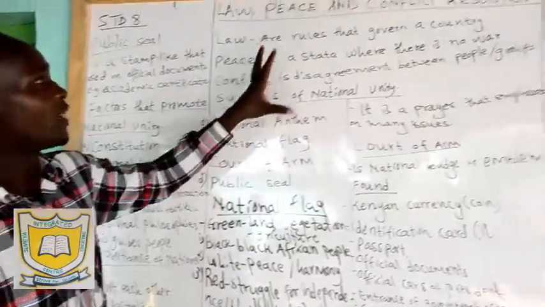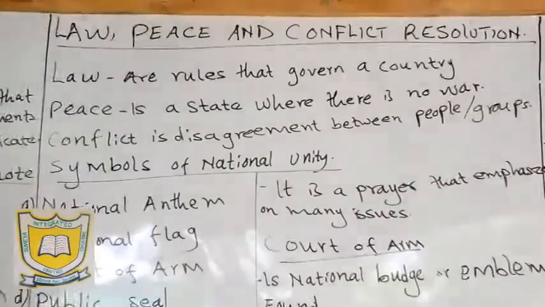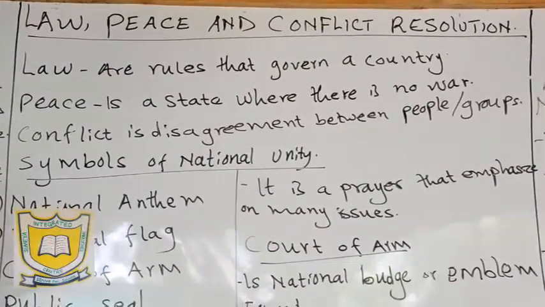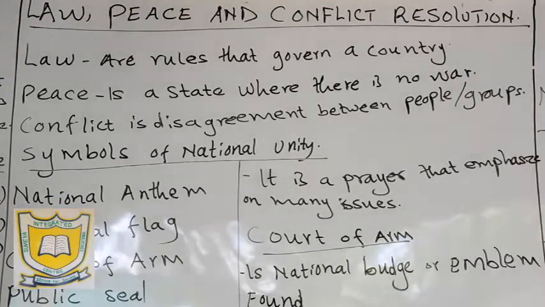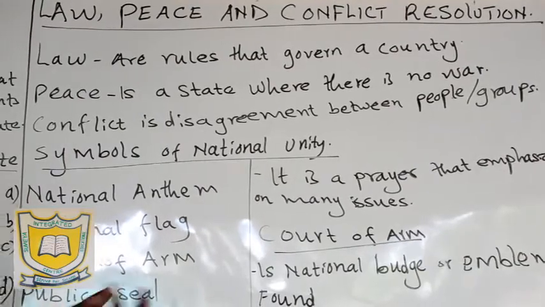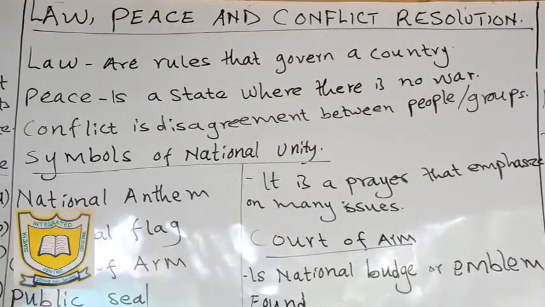So I've defined these terms here. Law are rules that govern a country. Like if you look at Kenya, we have the laws that govern the country. They are contained in the document called the Constitution. Or law is just rules that govern any group. It can be anywhere, even a school has laws, anywhere you're working, the companies and so on. So law are just rules that govern individuals or a group of people.